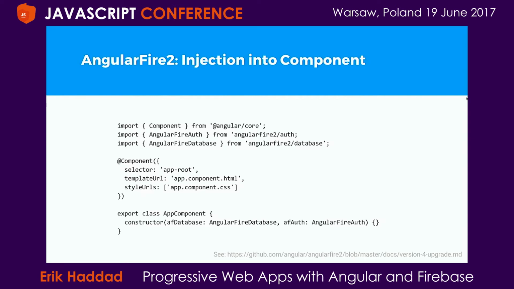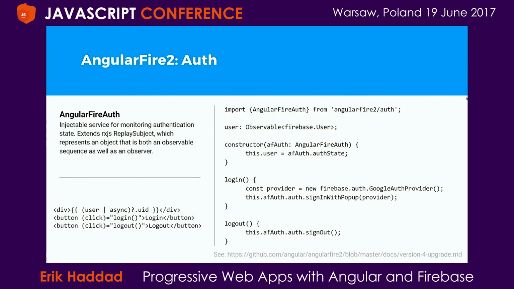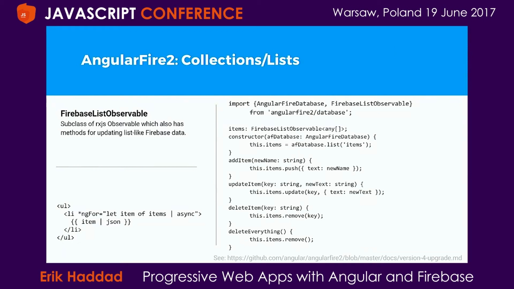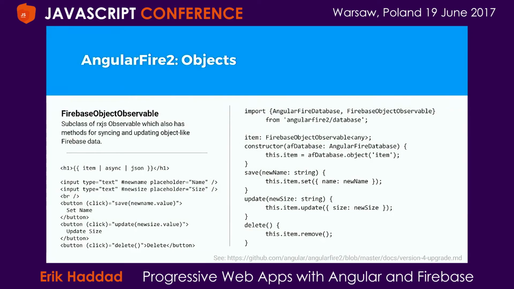How can you use it in your component? For those who are familiar with the Angular syntax, very straightforward. You're injecting the database and auth, and then you can do stuff with it. Example here. Have some HTML markup here, how you'd hook into it, and some simple functions off to the right for auth. And likewise with the database, how do you retrieve data as a collection or list, and how you loop through it and output it, and then for an individual object. So pretty straightforward.